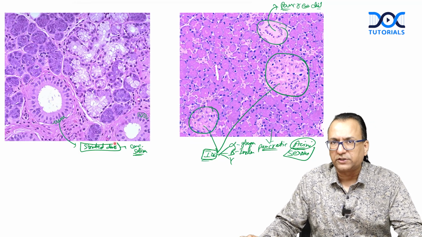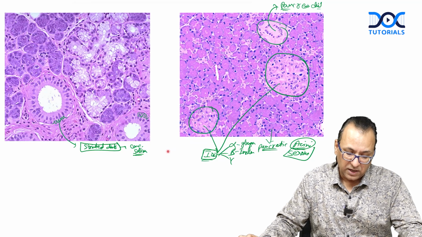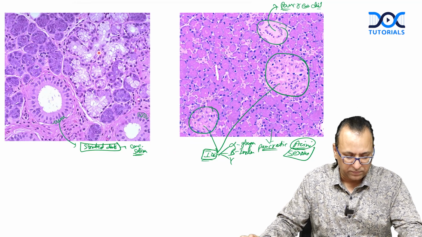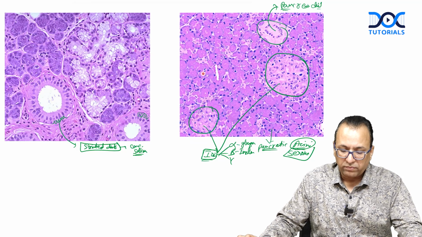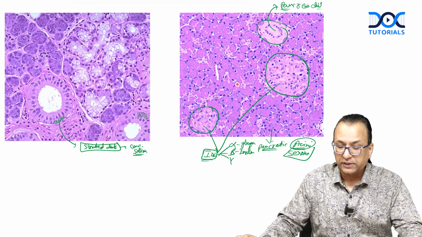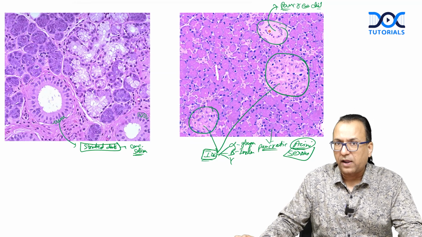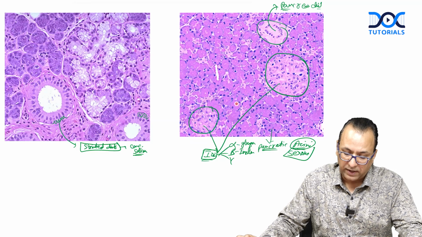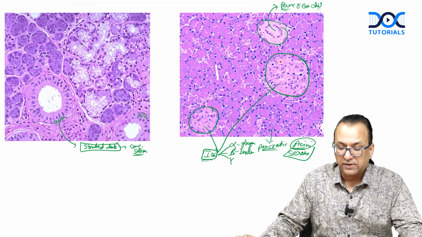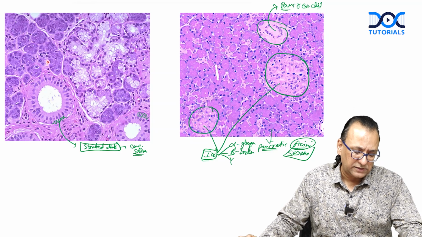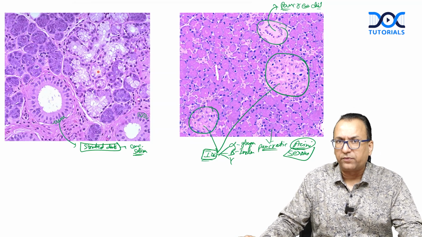So these are the differences which you can use to differentiate the slides of parotid salivary gland or submandibular salivary gland from the pancreatic gland, which is exocrine when you come to the serous acini because they pour the secretion into the duct, and endocrine also because islets of Langerhans are endocrine. They pour the secretion into the blood vessels, some capillaries around. That is endocrine nature. So pancreas is endocrine plus exocrine. The salivary glands are purely exocrine type of glands.